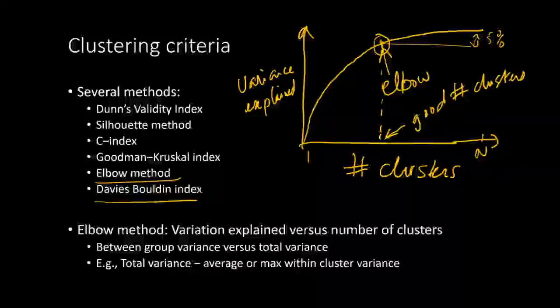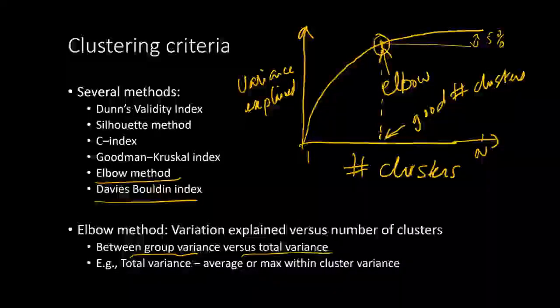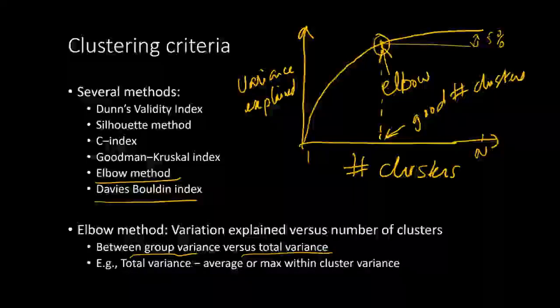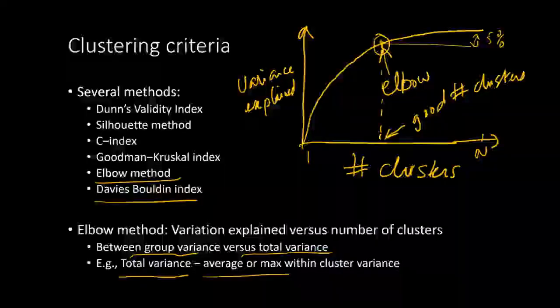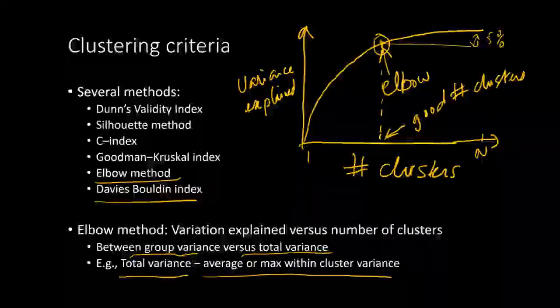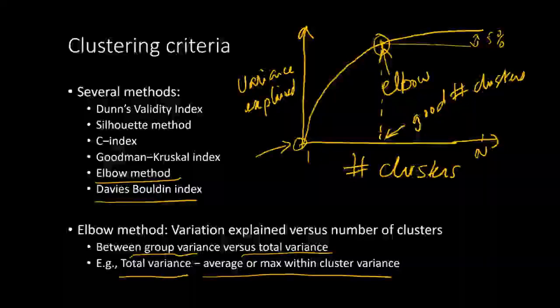So basically what we are looking at is between group variance versus the total variance. Basically it could be, for example, total variance minus the average or max variance within the cluster. So if we look at the total variance of points and we look at the total variance of one cluster, we take their difference, we will get a zero difference, because there's only one cluster. The total variance of the data points is the same as the variance of that single cluster, so we'll get 0.